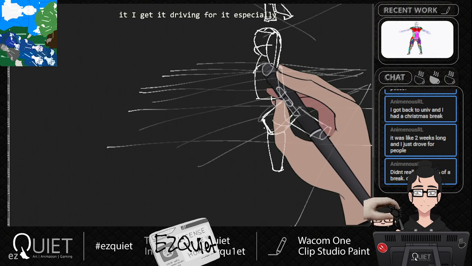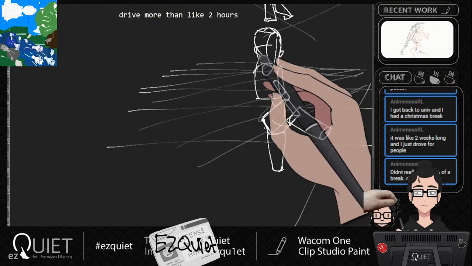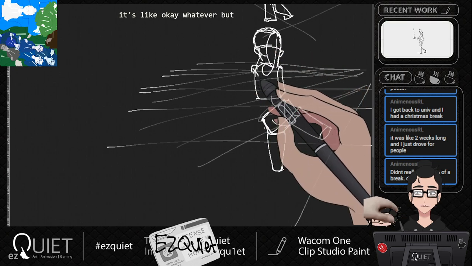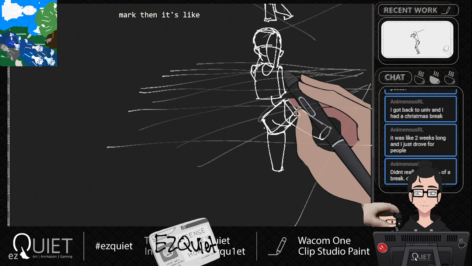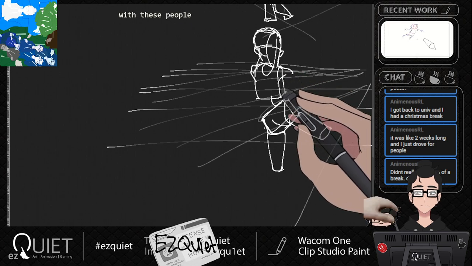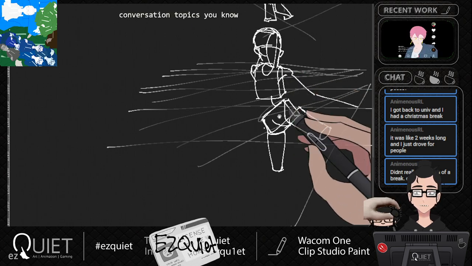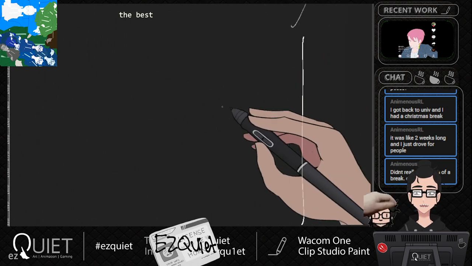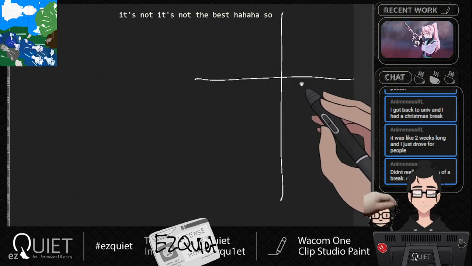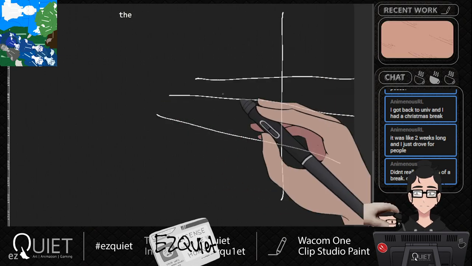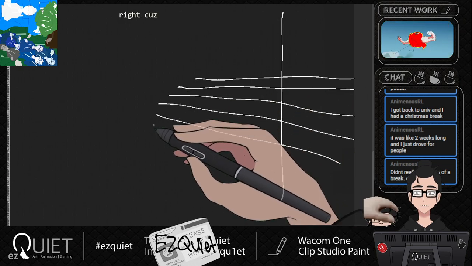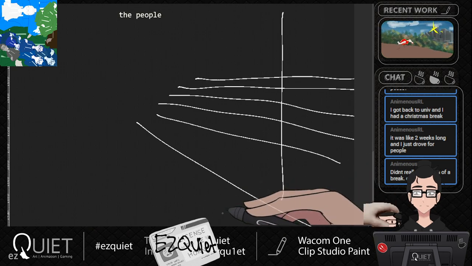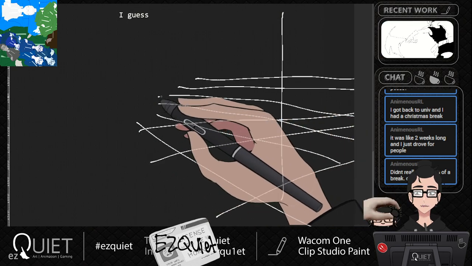Driving, especially when you drive more than 2 hours, it's like, okay, whatever. But once you get to the 3-hour mark, then it's like, God, I've been in this car with these people for 3 hours. You run out of conversation topics, you run out of things to say. And it's not the best. I guess it also depends on who you're with. Sometimes long road trips with the homies are amazing, right? Because there's never a second that's boring. But then sometimes you get a little tired of the people you're with. You know what I mean? So I guess it depends on who you're with.